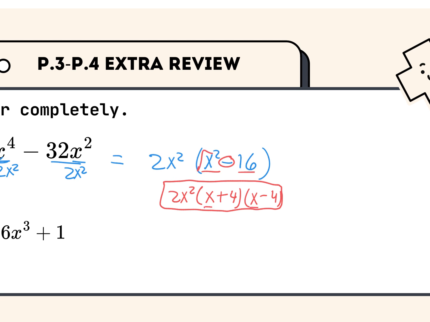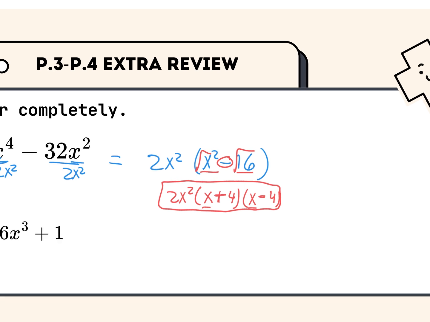It's super simple. Just square root the first, square root the second. One gets a plus, one gets a minus. All right, that's all we have to do for that. And then if you look inside your parentheses, there's nothing more, so this is the final answer, right? Nothing more to factor.